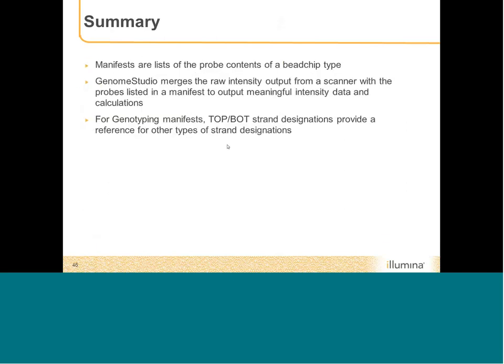We're pretty much at the end of the webinar, so to summarize: manifests are lists of the probes contained in the BeadChip type. GenomeStudio merges the raw intensity output from the scanner with the probes listed in the manifest to output meaningful intensity data and calculations. And for genotyping manifests, the top/bot strand designations provide a reference for other types of strand designations and for converting reports.